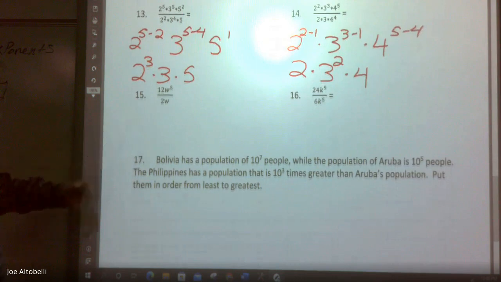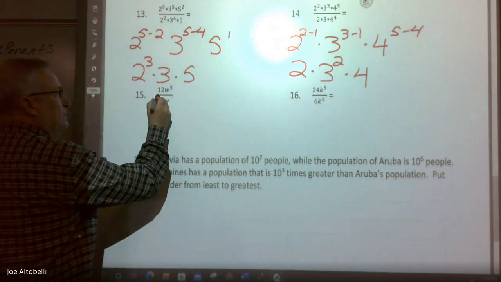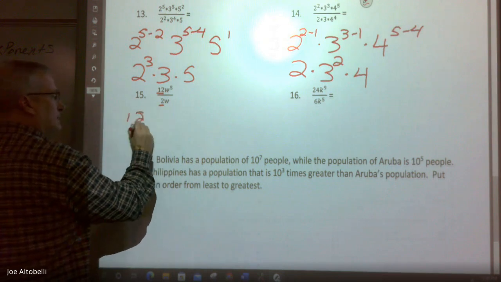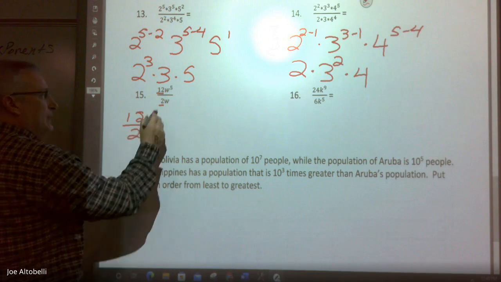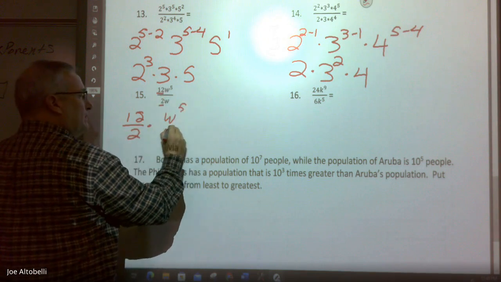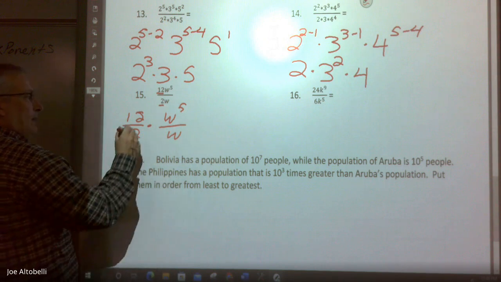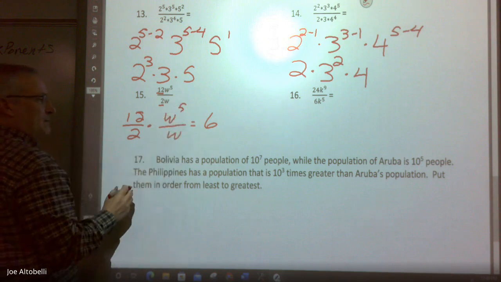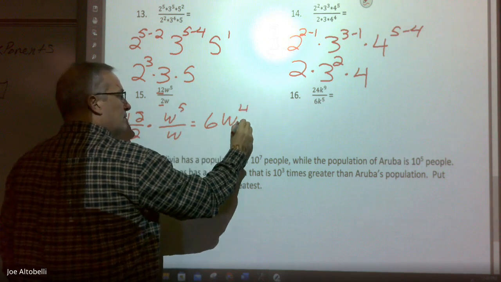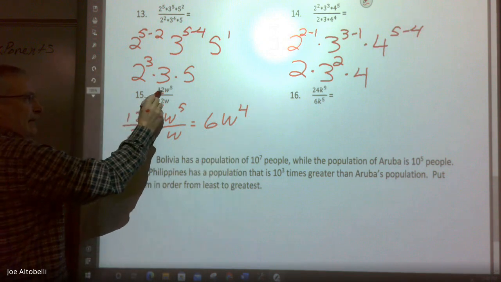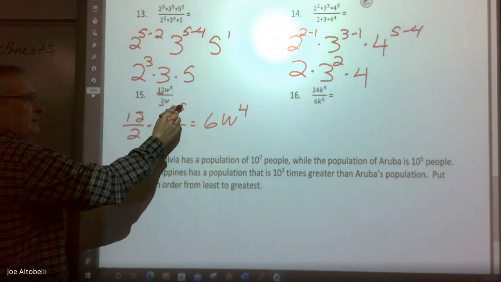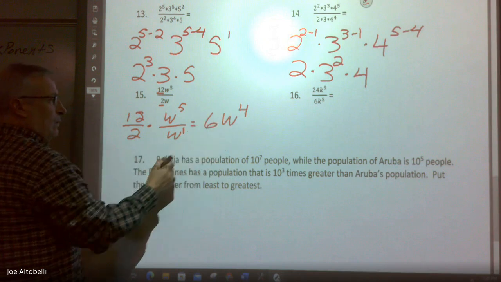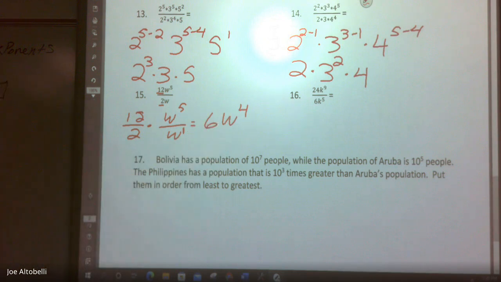Number 15. The 12 and 2 are the number part. 12 divided by 2 times, and then we have the w's. W to the fifth divided by w. Well, 12 divided by 2 is 6, and w to the fifth divided by w, remember that's w to the first. 5 minus 1 is 4, so you get 6 w to the fourth.